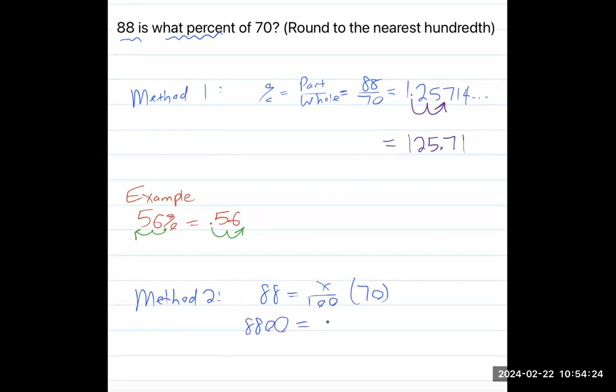So we have 8,800 is equal to x times 70, and divide by 70, and you're going to get 125.71 on your calculator. Just confirming that on my calculator to make sure that the solution is correct. And that's the answer to this question.